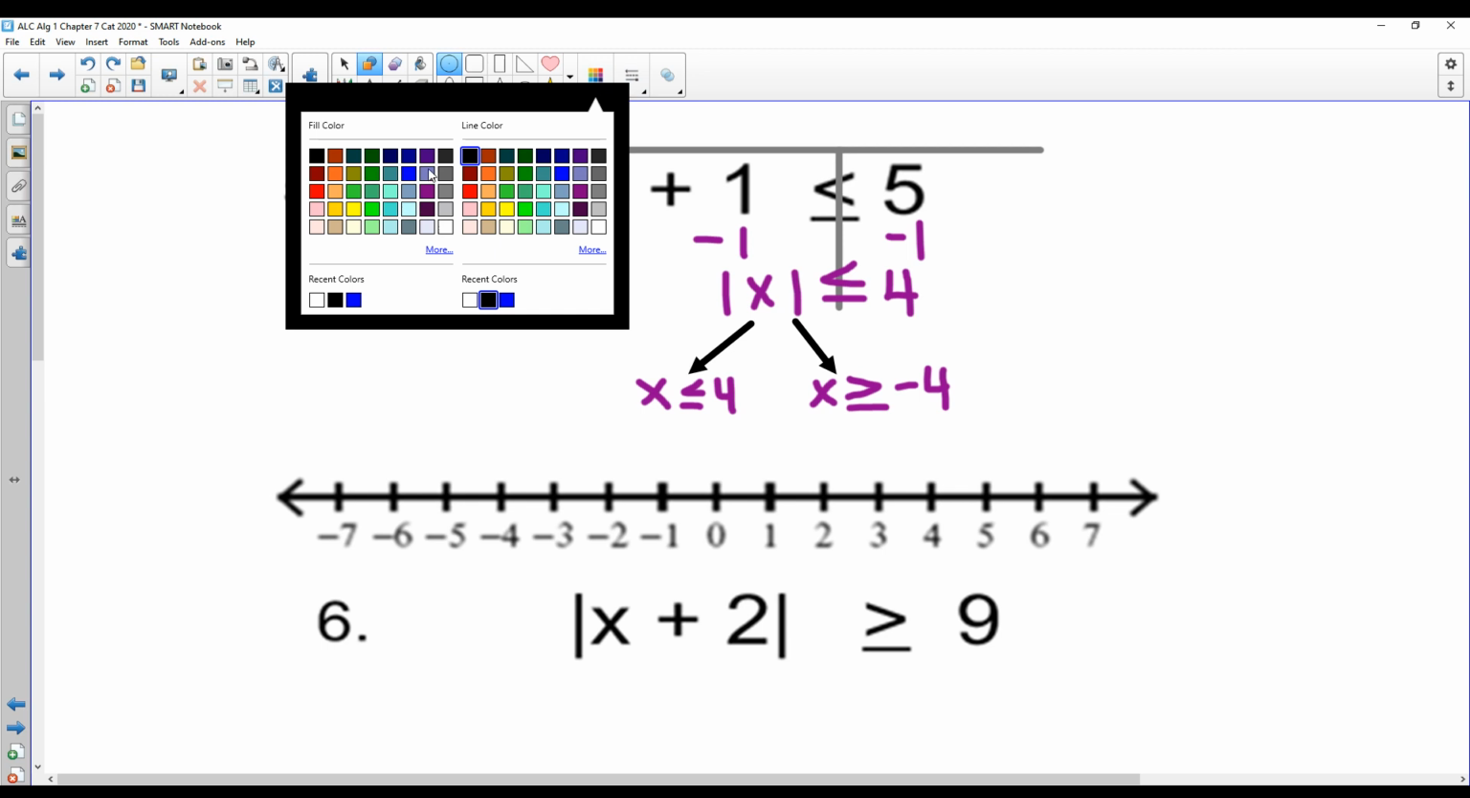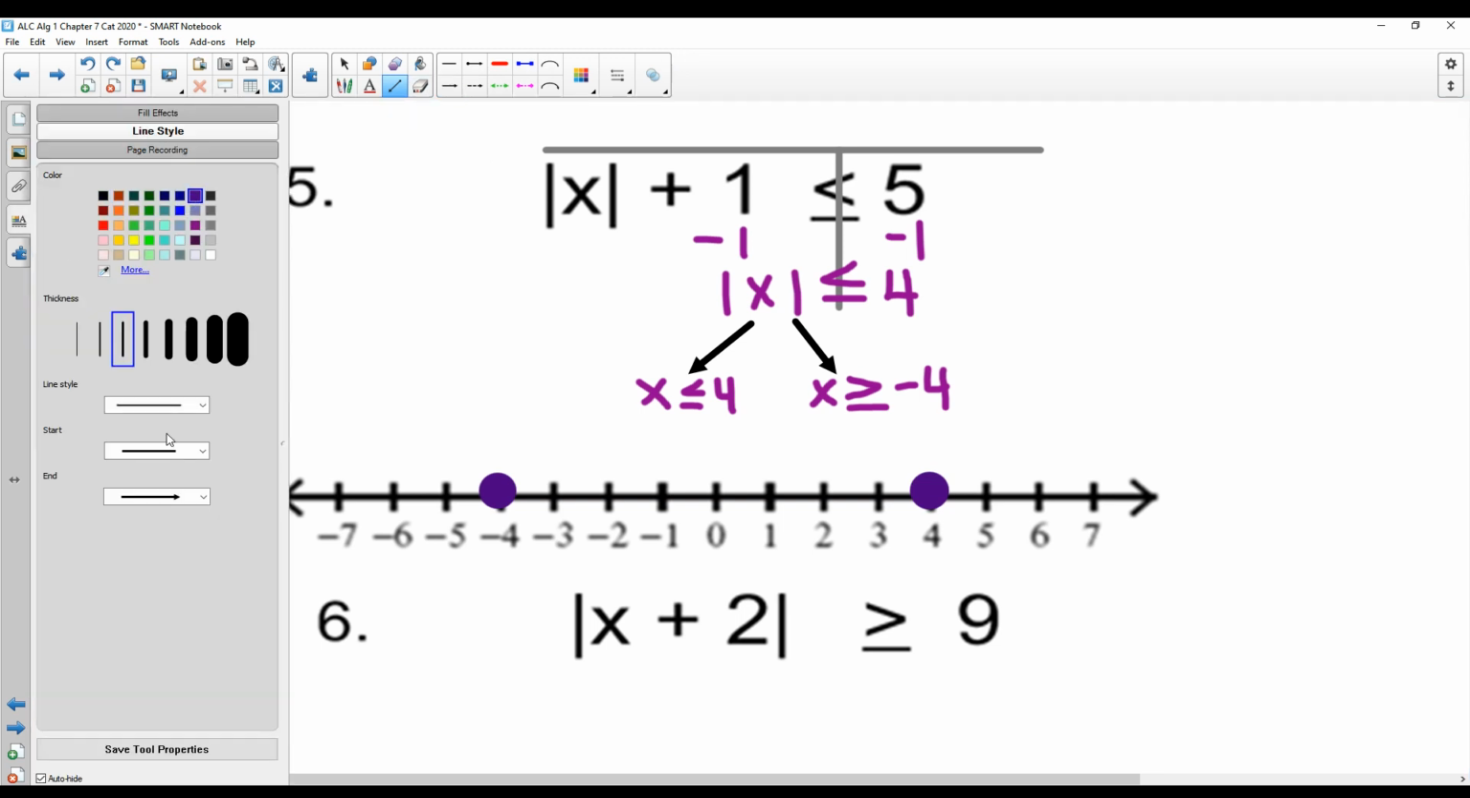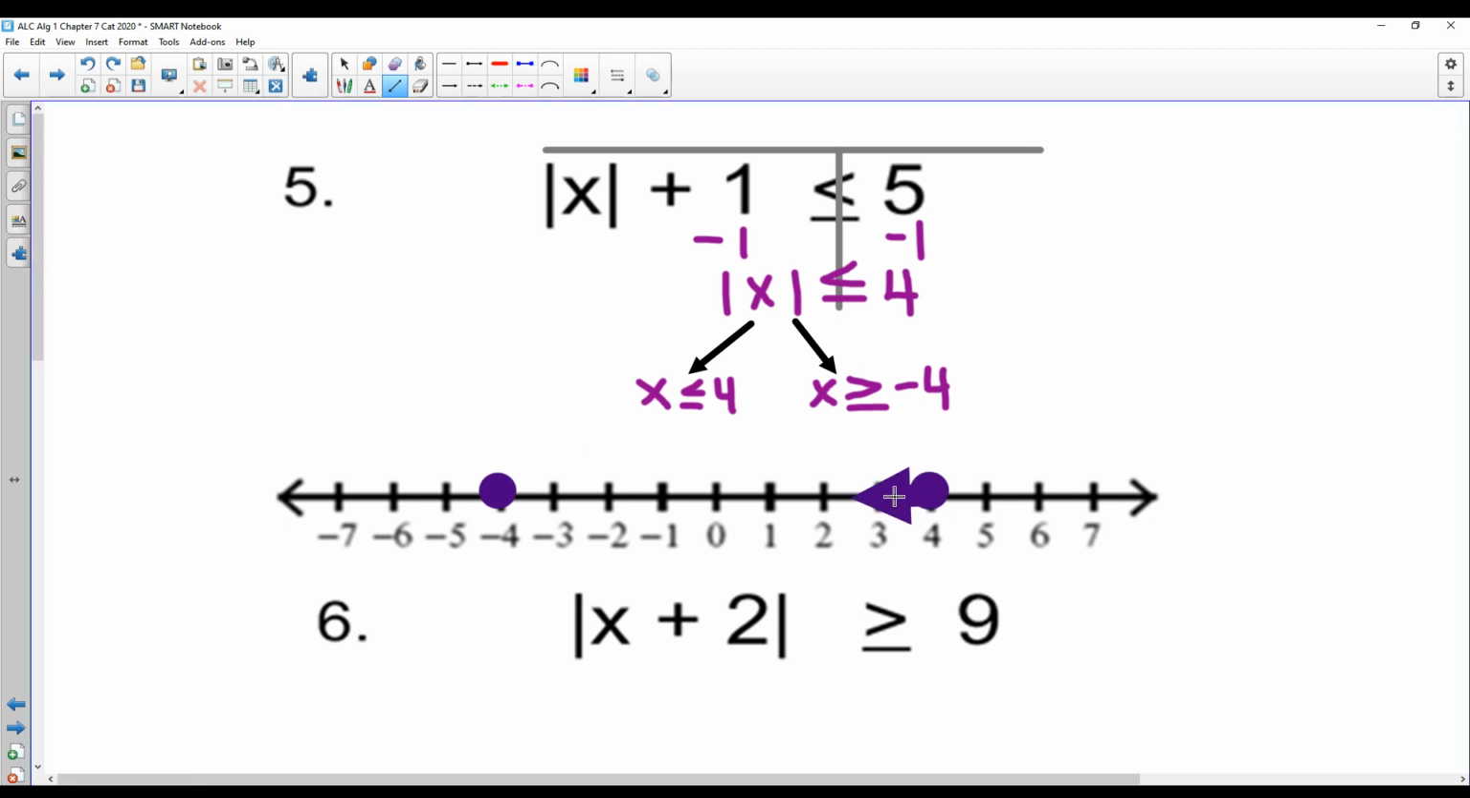And then where are the 2 dots going to be? That's right, they're going to be at 4 and -4. And now, moment of truth, where do we shade? So this says x is smaller than 4. So when we shade, are we going to go to the left or the right of 4? The correct answer is to the left.